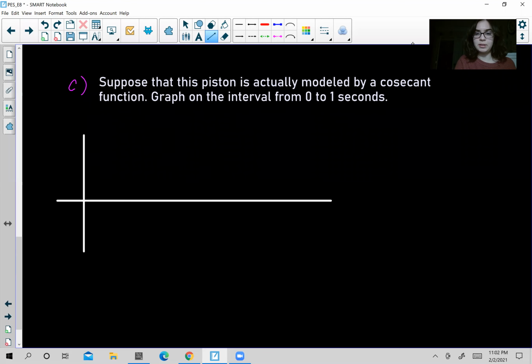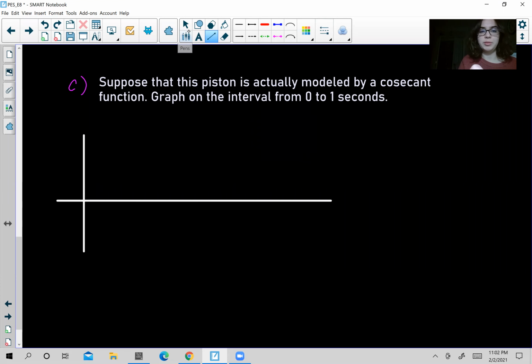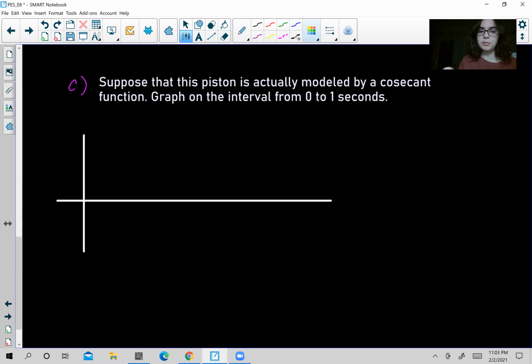Suppose that this piston is actually modeled by a cosecant function. Graph on the interval from 0 to 1 seconds. So obviously this is kind of unrealistic, but we do want to practice working with some of those other graphs. And really what I'm asking here is to just pretend it's not sine and change it to cosecant.